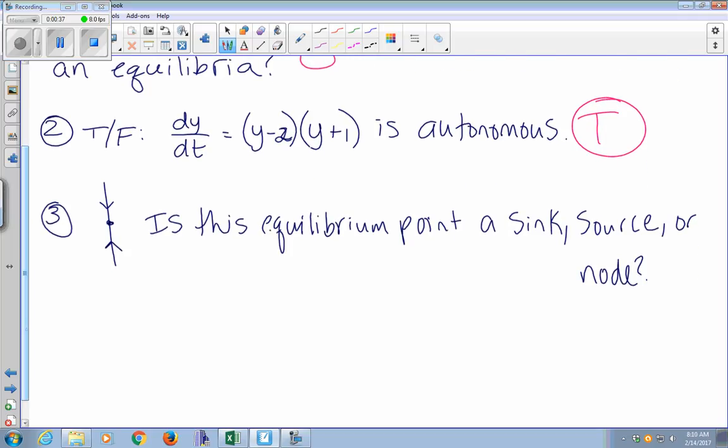Okay, this equilibrium point that I sketched here, is it a sink, source, or a node? Sink. Everything's sinking into it.